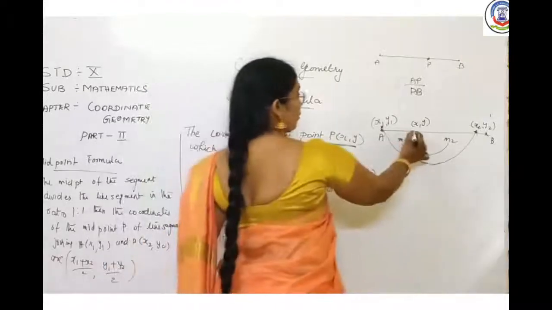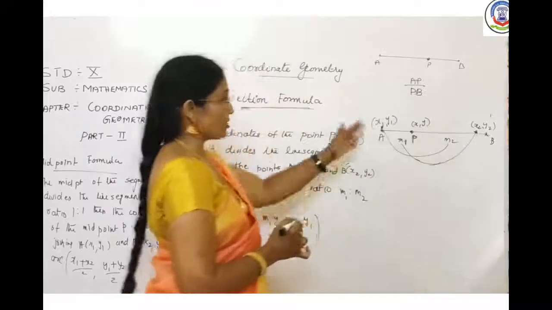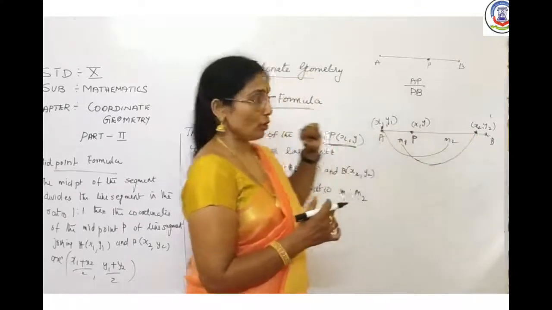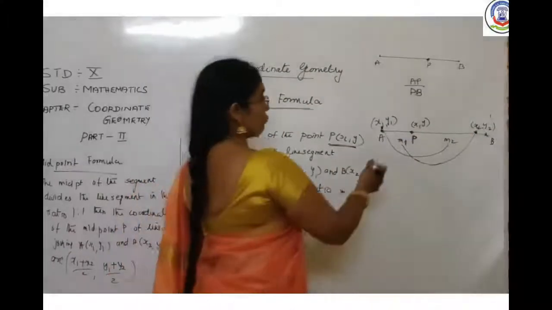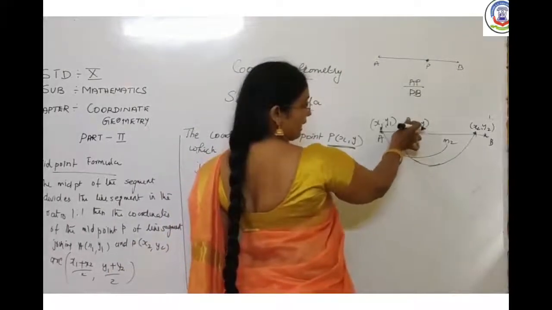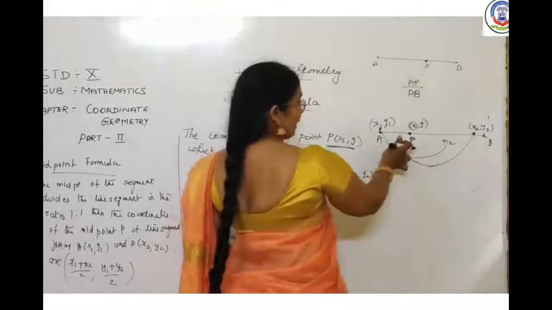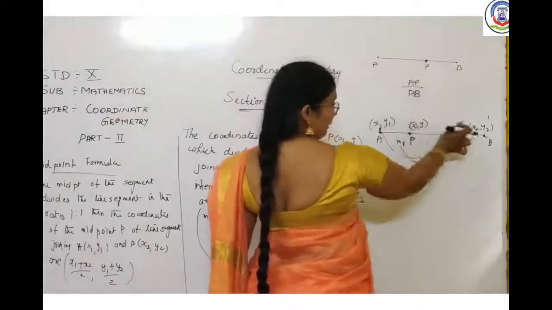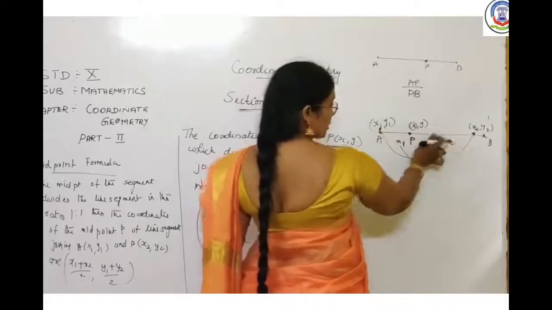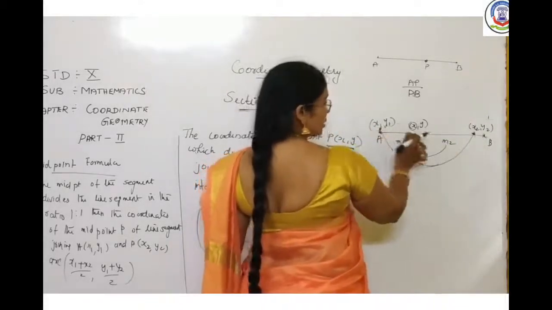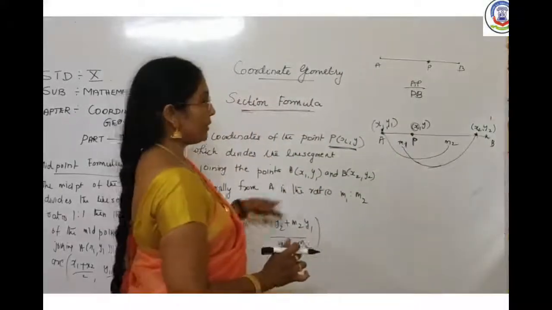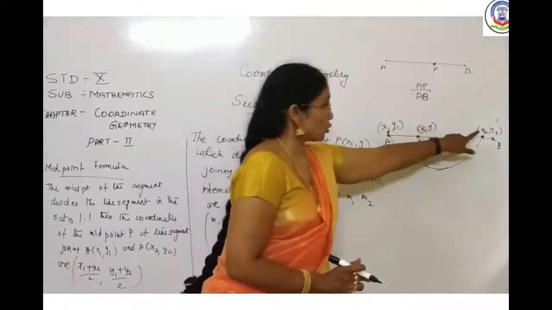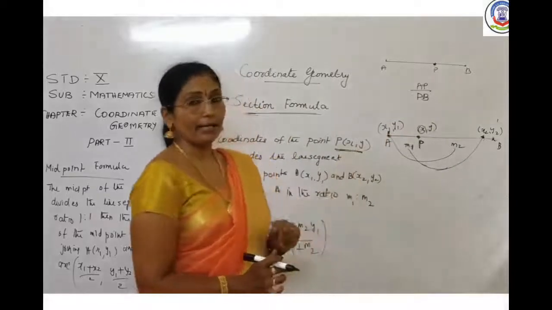Then how can you find the coordinates of this point P, that means x and y, in terms of this ratio and the endpoints of the line segment? Clear, children? To find the x value, the x coordinate of point P is equal to m1 into x2 plus m2 into x1. That means you have to go crosswise: m1 into x2 plus m2 into x1, divided by m1 plus m2. That is the x coordinate of the point P.